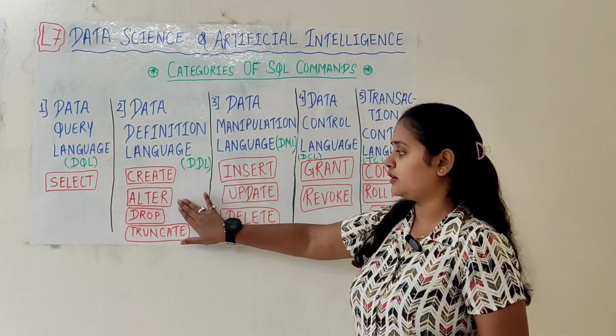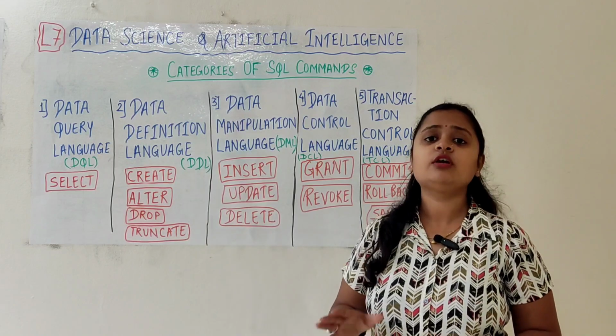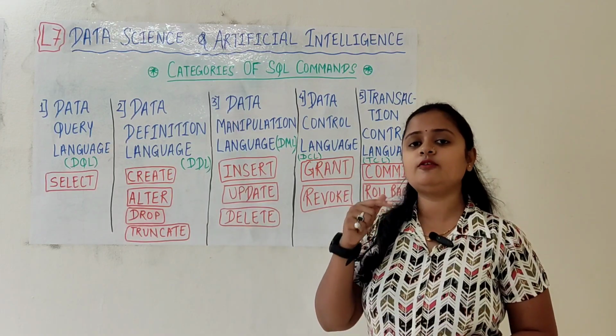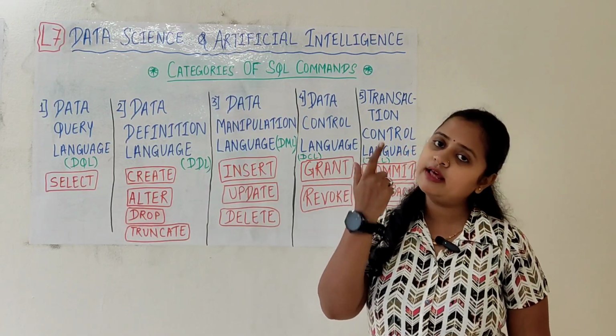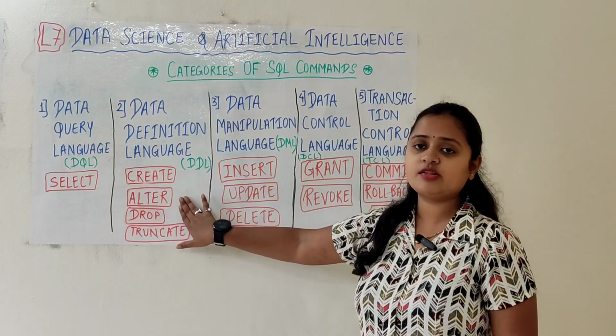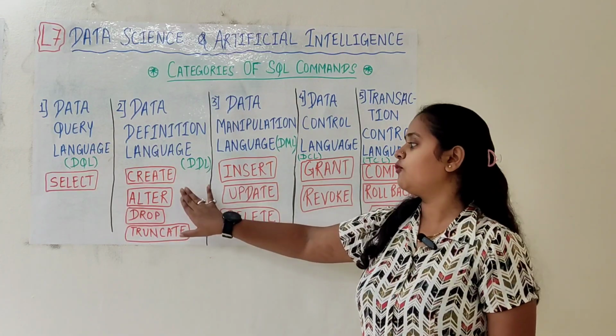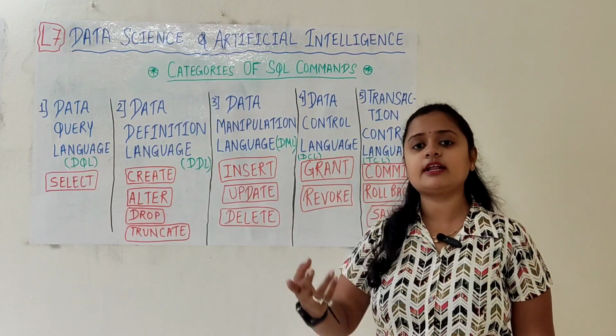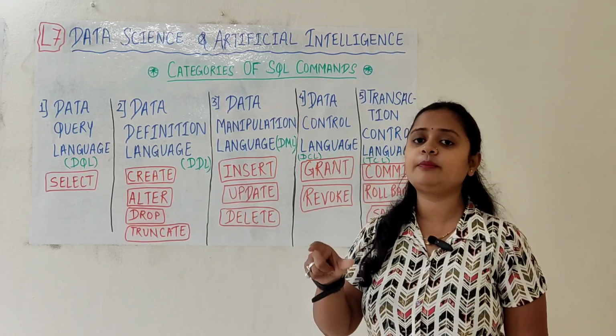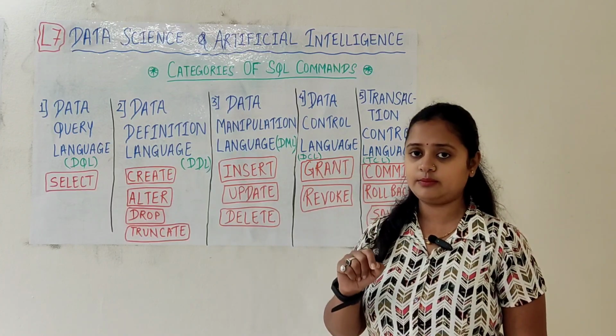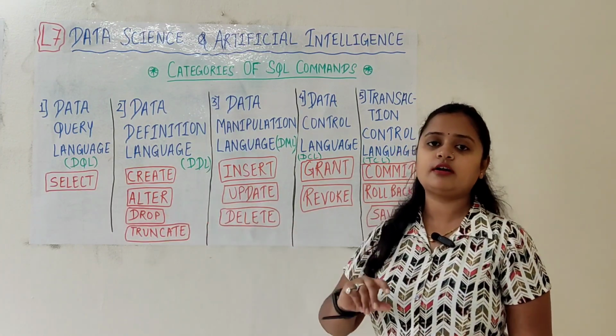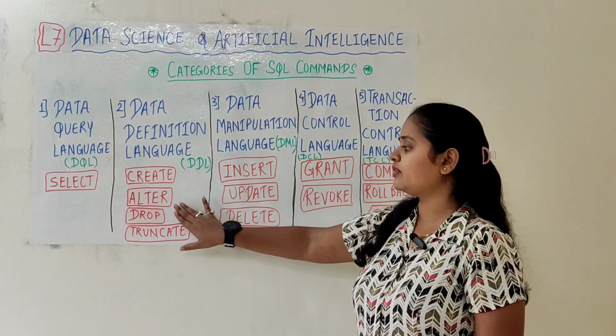Now second is alter. This option is used if in the structure of the table you want to add any column, at that time the alter command is used. And again, if you want to change the data type of any column which is already present in the structure of the table, at that time you need to use the alter command. Okay, then the third option is drop.